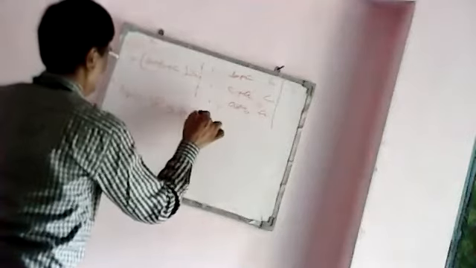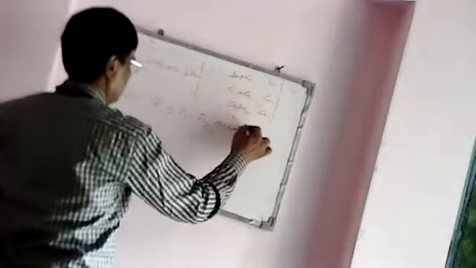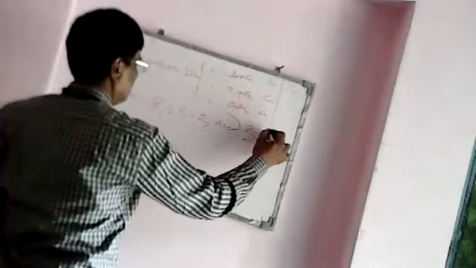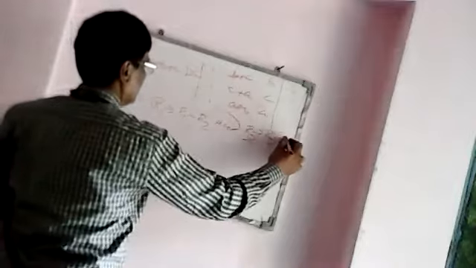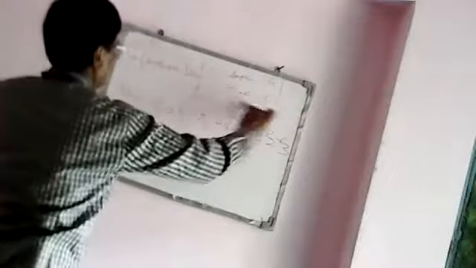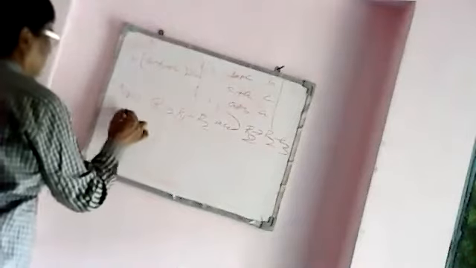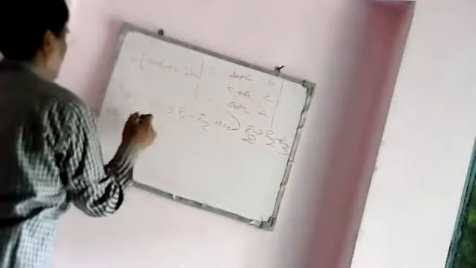Either commonable or zero. So now we try R1 is better. Means this is the first row, this is the second row, this is the third row. So we have to subtract this from this. We will do this one type.